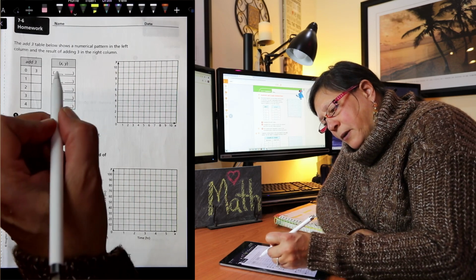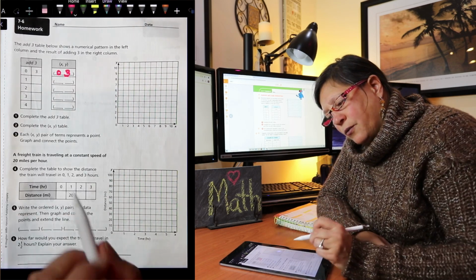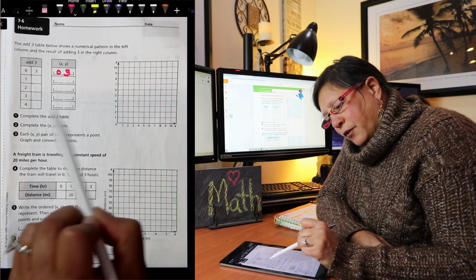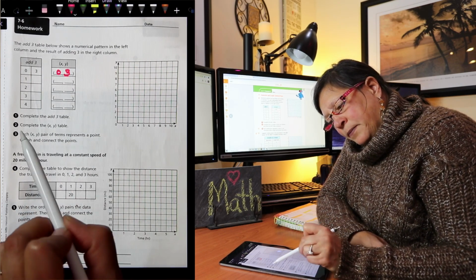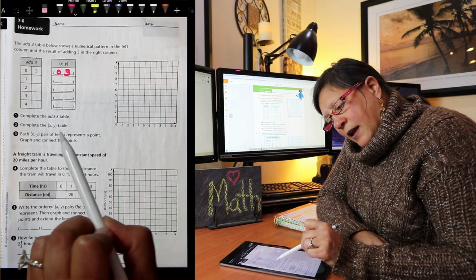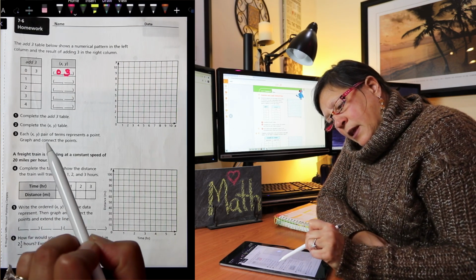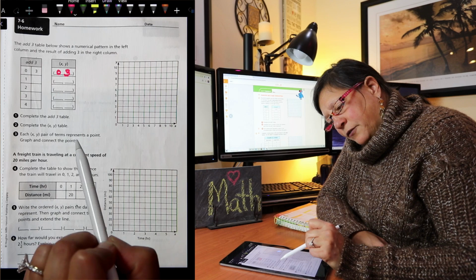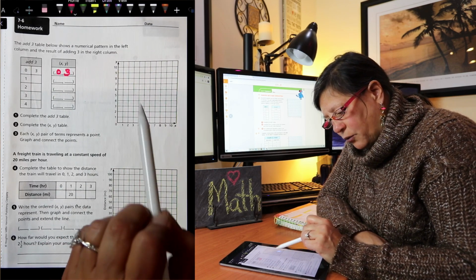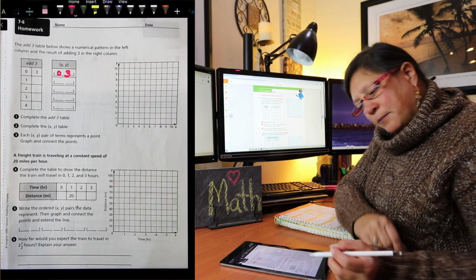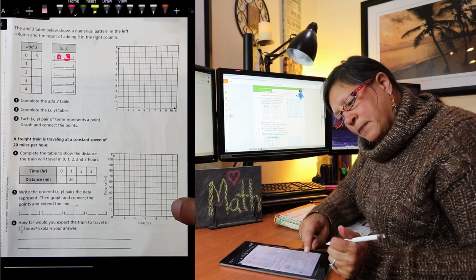And then take your ordered pairs, the first one is there for you, and transfer them over to the table of ordered pairs. Complete the table, then complete the XY table, right? And then each XY pair of terms represents a point, graph, and connect the points. So graph them and connect them, just like we did in our activity.